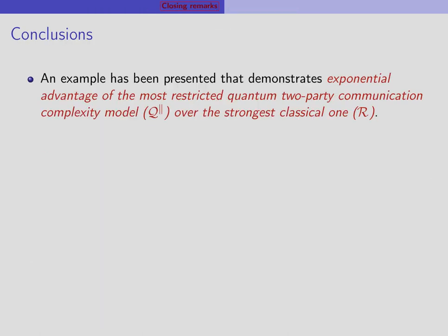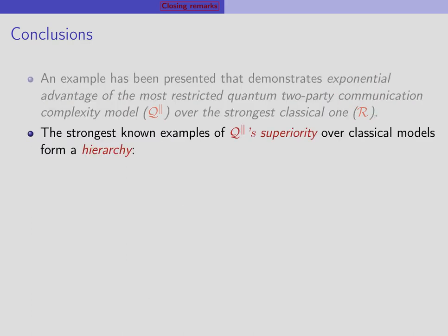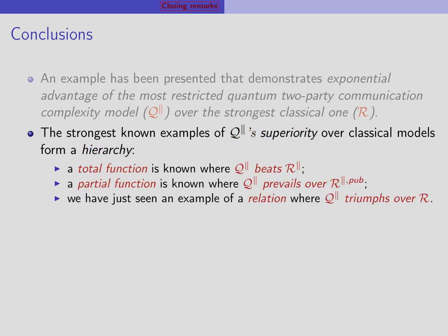Let us conclude. We have just seen an example where the weakest quantum two-player model of communication, quantum SMP, is exponentially stronger than the strongest classical two-party model, classical two-way. The strongest known examples of the advantage of quantum SMP over a classical model, interestingly, strongly depend on the type of the problem that we allow. Namely, if we only consider total functions, then it's known that quantum SMP can outperform classical SMP. If we allow partial functions, then quantum SMP can outperform classical SMP with shared randomness. Finally, we've just seen that if we allow relations, then quantum SMP can outperform classical two-way communication.